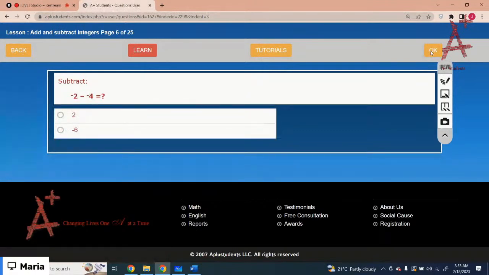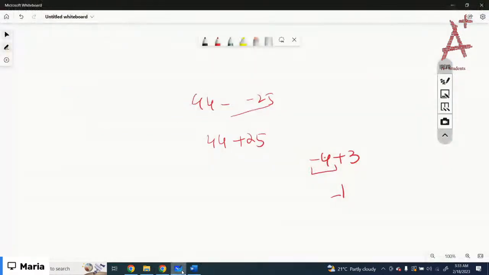Okay, negative 2 minus negative 4. So subtracting a negative number is same as adding. So it would be negative 2 plus 4. Got it? And 4 minus 2 is 2. You have to subtract them. So it would be positive 2. Got it? So the correct option is 2.